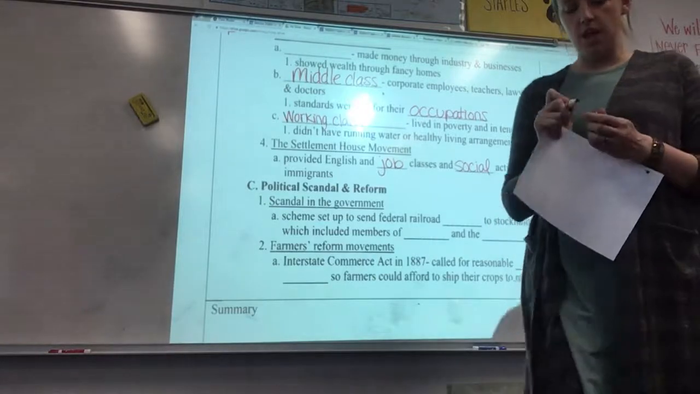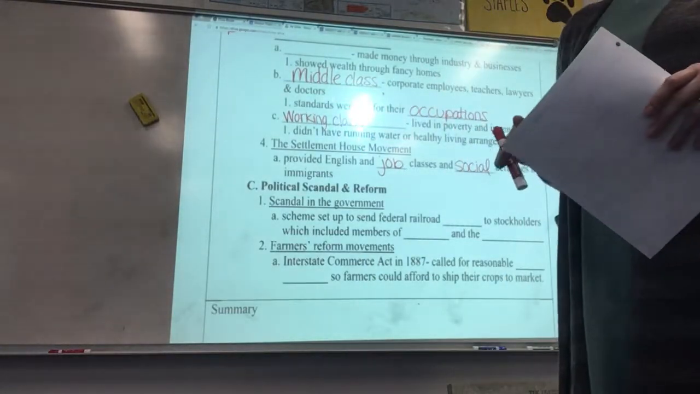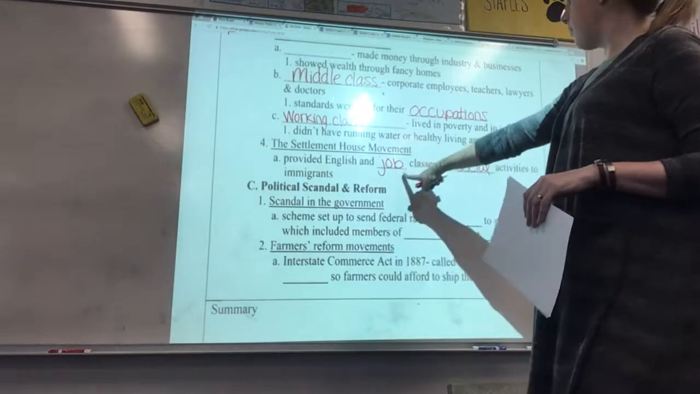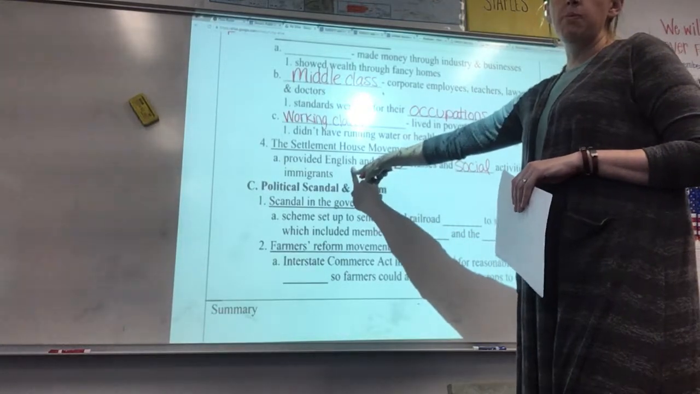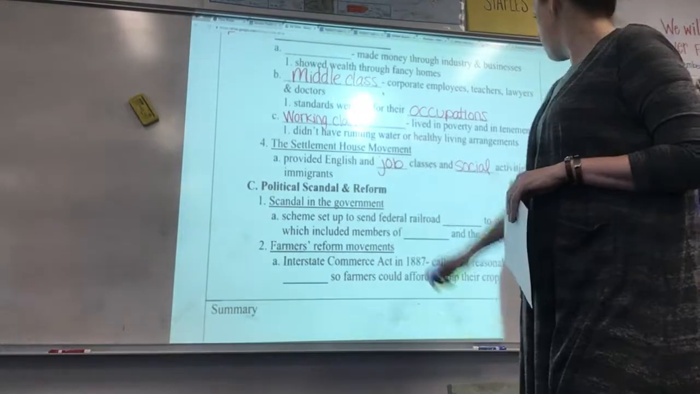So they would teach them, you know how we have ECE class here, we teach you skills that you need in order to get a job when you're older. Okay, same kind of classes that they taught to these immigrants. They also helped them learn English. Some of them maybe knew the very, very basics, but they let them learn a little bit more in English.